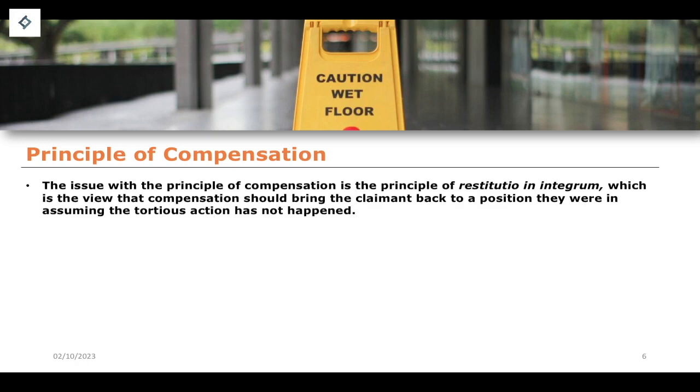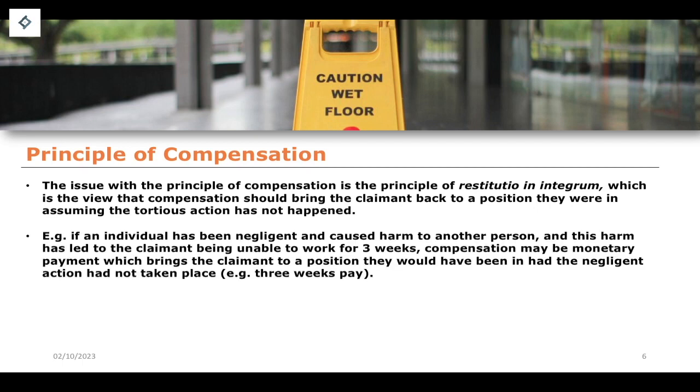of the record. Now, the issue with the principle of compensation is this principle known, the Latin phraseology is restitutio in integrum, which essentially tells us that we want to compensate the claimant and bring them back to a position they would have been in, assuming that the tortious action had not happened. A very obvious example of this would be if you are a claimant and you have been negligently caused harm. Somebody has caused harm to you, and you have become injured as a result of someone's negligent action. And this harm and this injury means that you have been unable to work for, let's say, 3 weeks.